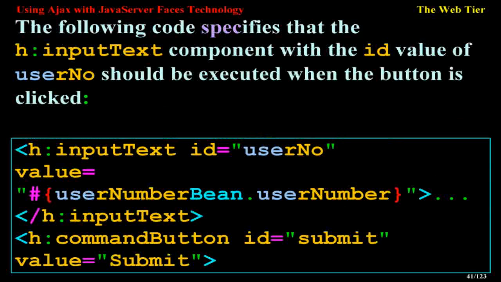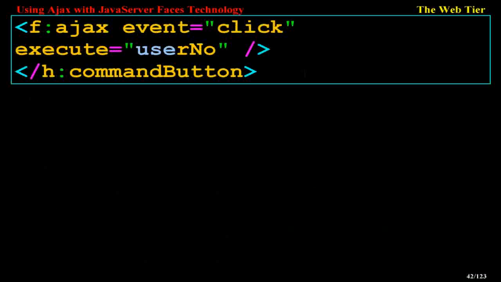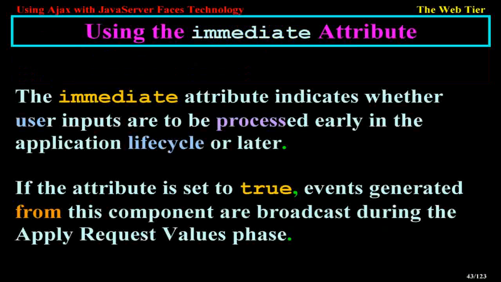Input text id equal userNo value equal userNumberBean.userNumber. Input text. Command button id equal submit value equal submit. Ajax event equal click execute equal userNo. Command button.